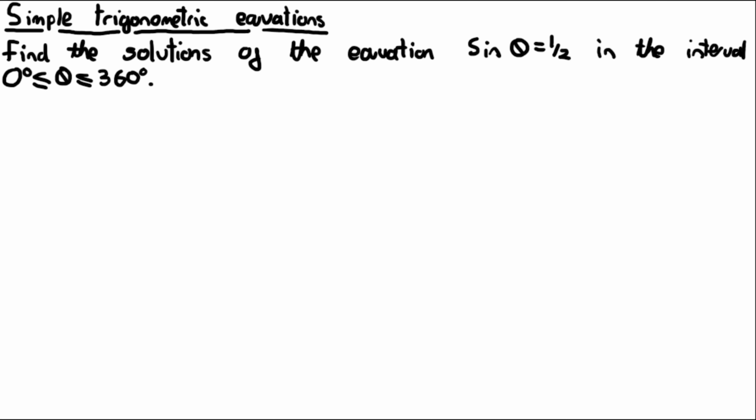So we need to find the solutions of the equation sin theta is equal to a half in the interval 0 to 360 degrees. So initially this looks really easy, and it is to find one solution. We just need to do the inverse sin of a half in order to find a value of theta. And if you put this into your calculator, this is equal to 30. However, notice that the question says solutions, plural, and this is because there are multiple values of theta in this interval here. So how do we find the other values?